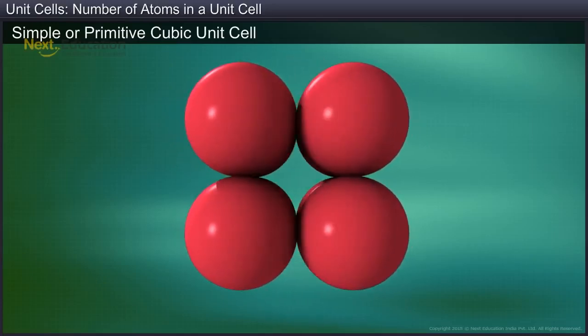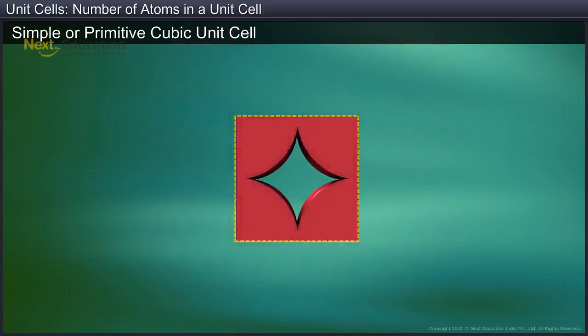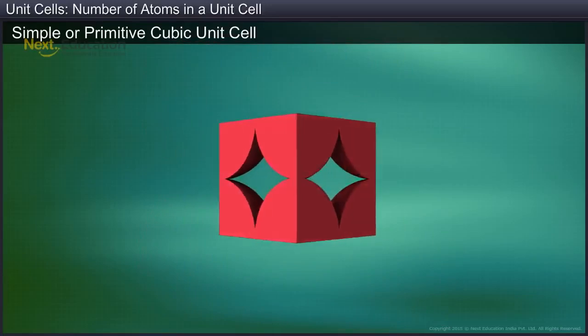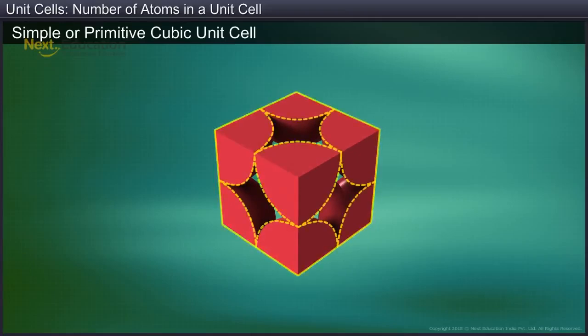The space-filling model shows that the atoms touch along the edges of the cell. By considering the portion of atoms inside the cell boundary, we can generate a unit cell of a simple cubic lattice. From this, it is evident that each atom at the corners contributes 1/8 of its original volume to each unit cell.